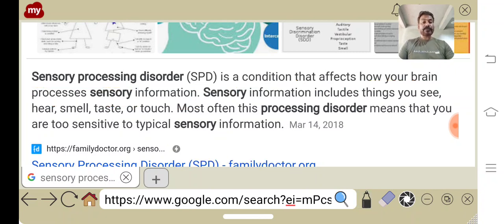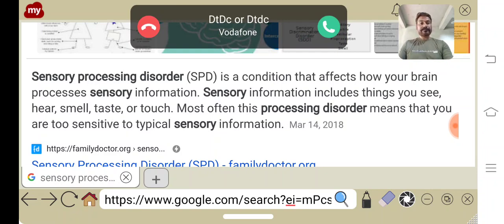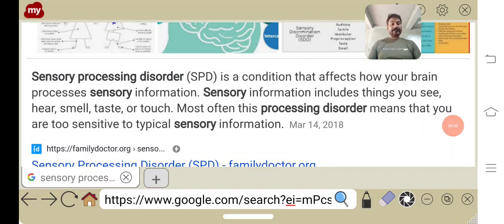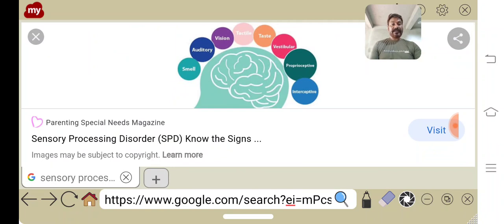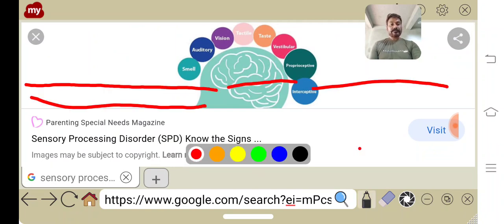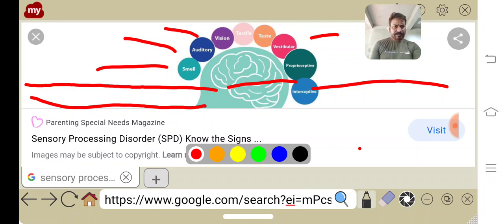What kind of information do we take, my dear students? Sensory information includes things we see, hear, smell, taste, or touch. Most often, this processing disorder means that we are too sensitive to typical sensory information. So, it is clear to you what kind of problem we face in sensory processing disorder. Here we can see the photographs: smell, auditory, vision, taste, and a few things are written very small. So let us proceed ahead.